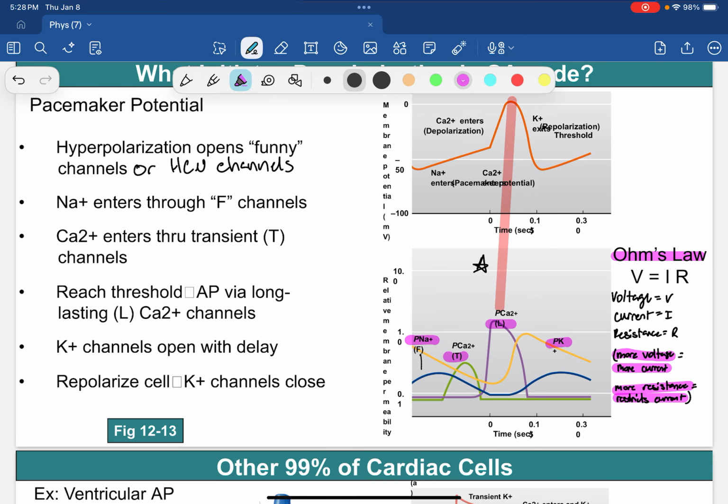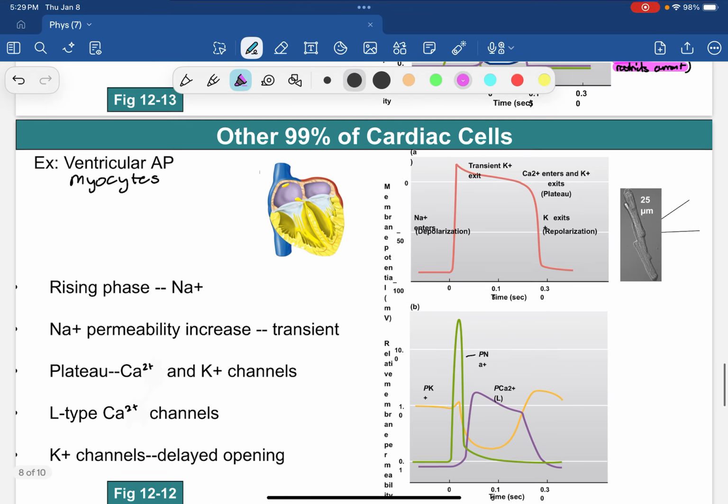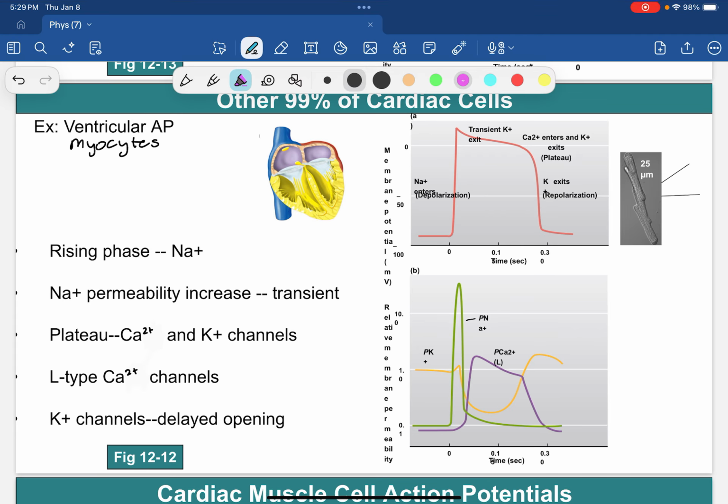And then as we move down here, we have the other 99% of our cardiac cells, which are going to be ventricular, and they're just myocytes. So how these work is they're going to have their rising phase, which is going to be sodium. So this results in the long-lasting type of our calcium to open. So right here we have where our sodium enters, that depolarization, that quick rise. We see how high our movement of our ions goes there.